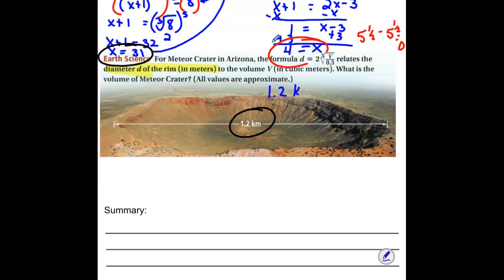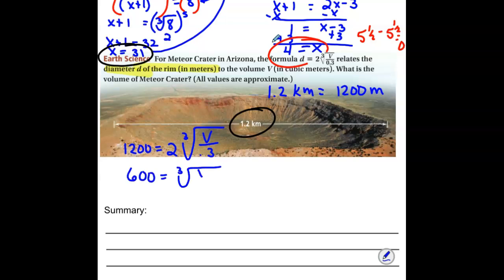1.2 kilometers is the same as 1,200 meters. There's 1,000 meters in a kilometer, so times by 1,000 we get 1,200. Now we can plug that into our formula. So we put that in for diameter. 1,200 equals 2 times the cube root of V divided by 3/10. First thing I would do is divide that 2 over, so we end up with 600 equals the cube root of this quantity. And then to undo a cube root, we're going to cube both sides.